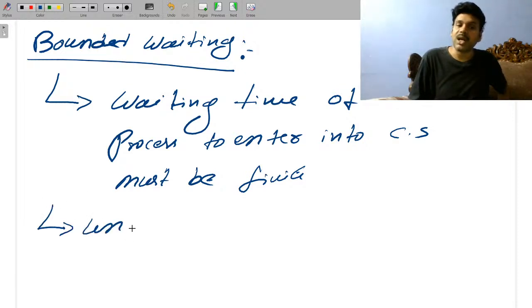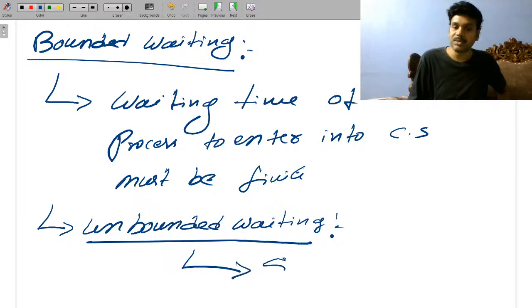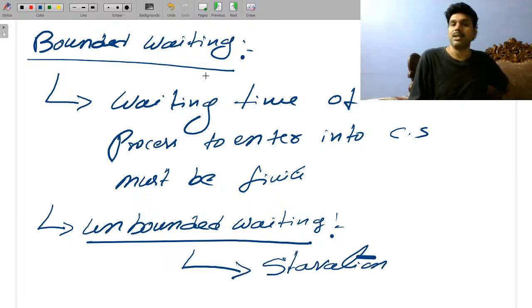If I am saying unbounded waiting, please understand, I don't know when I am going to get a chance to access your critical section. This leads to starvation. Please understand. So you will get no starvation in the first attempt. This is no starvation.